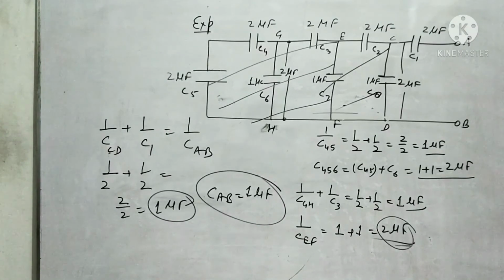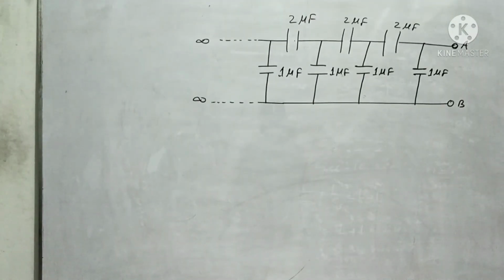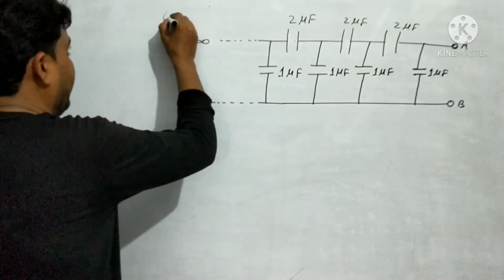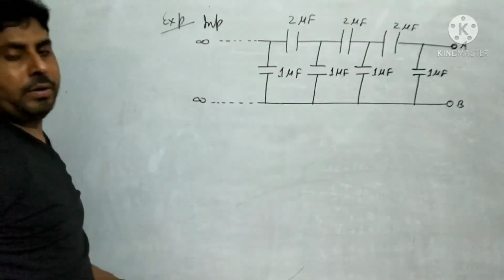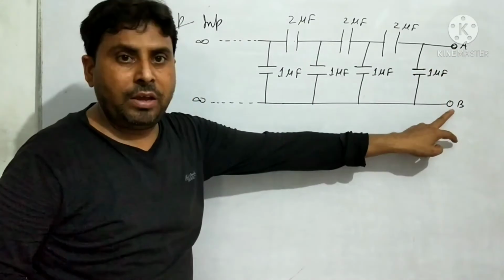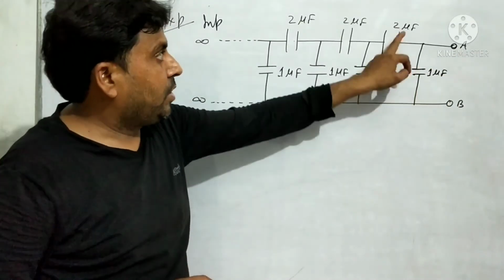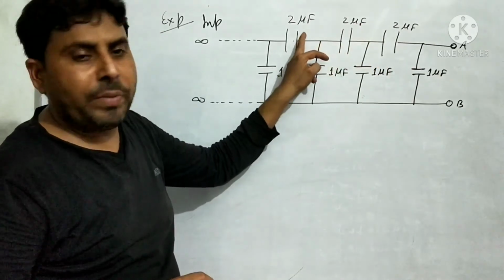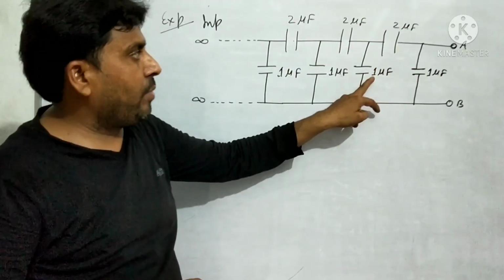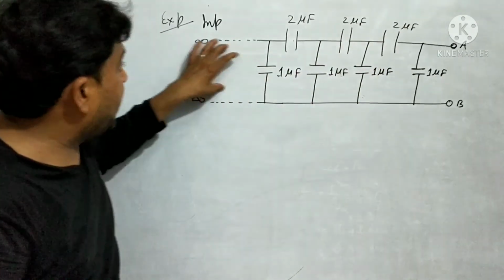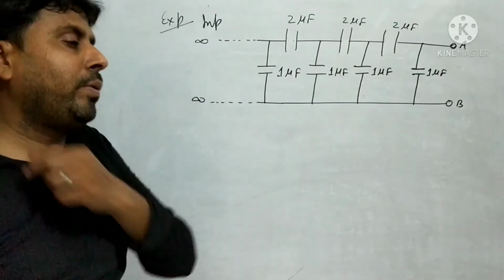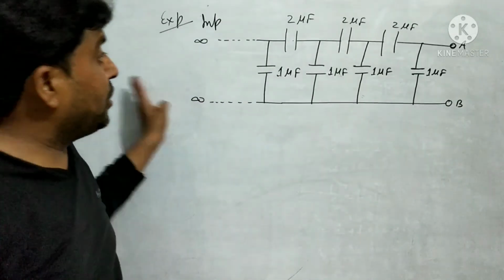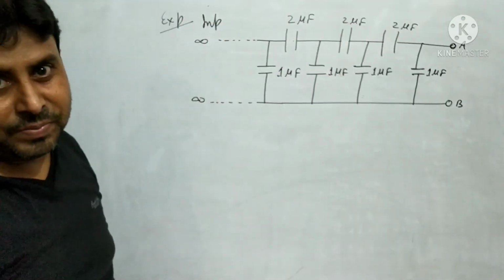One more most important example, please. In such a combination, one more most important example. Terminal A, terminal B, having the capacitors 2 microfarad, 2 microfarad, 2 microfarad, 1 microfarad, 1 microfarad, 1 microfarad, and so on till infinity. Then how will we calculate the net capacitance of the infinite combination?